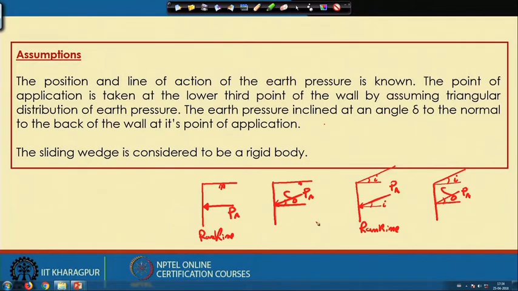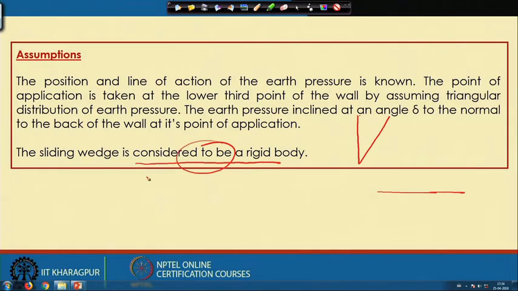These are the differences between Rankine's and Coulomb's, and always this sliding wedge is considered to be a rigid body. Sliding wedge means that when there is a planar failure surface, this is the wall and this is the failure plane. This wedge will slide along this failure plane. This wedge is considered to be rigid. These are the assumptions considered by Coulomb.